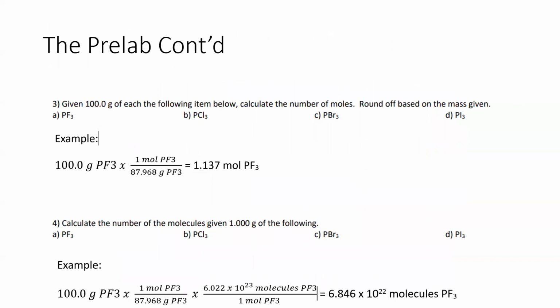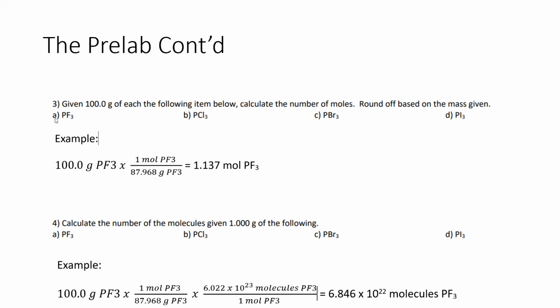Question 3 asks, given 100.0 grams of each of the following items below, calculate the number of moles, round off based on the mass given. So that means basically look at the mass given to determine how many significant figures you should have. And since we are going to be multiplying and dividing, we look and see that there are 4 significant figures here. So you should have 4 significant figures in your product.